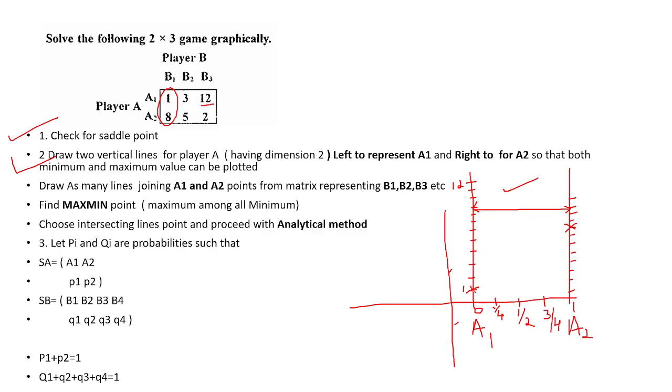Okay, you draw lines. This is B1. Next, draw 3 and 5. 3 is here, 1, 2, 3 is here, and 5 is here. Next, 12 and 2.